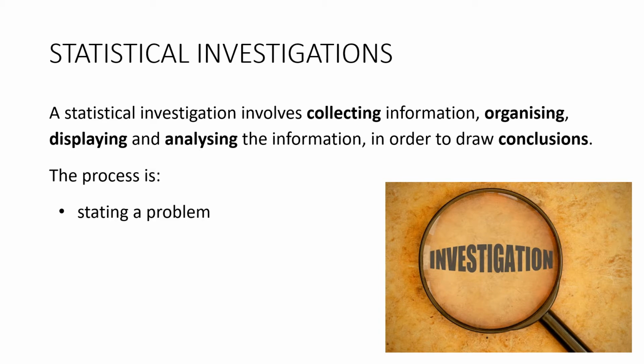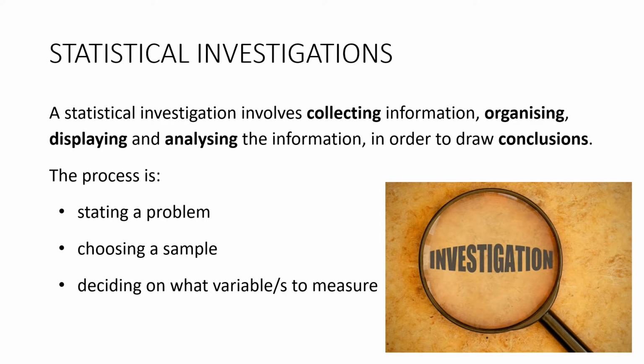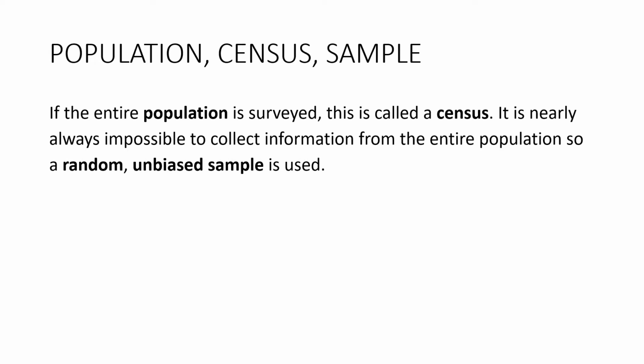We start by stating a problem, choosing a sample, and then deciding on what variables to measure. Now, if the entire population is surveyed, this is called a census, but it's nearly always impossible to collect information from the entire population. So instead, a random, unbiased sample is used.